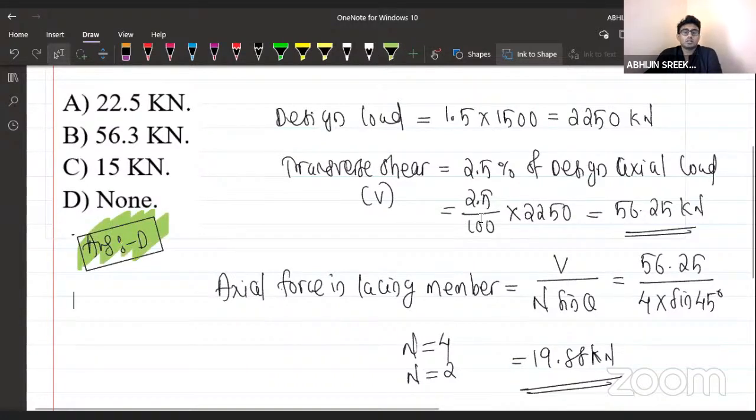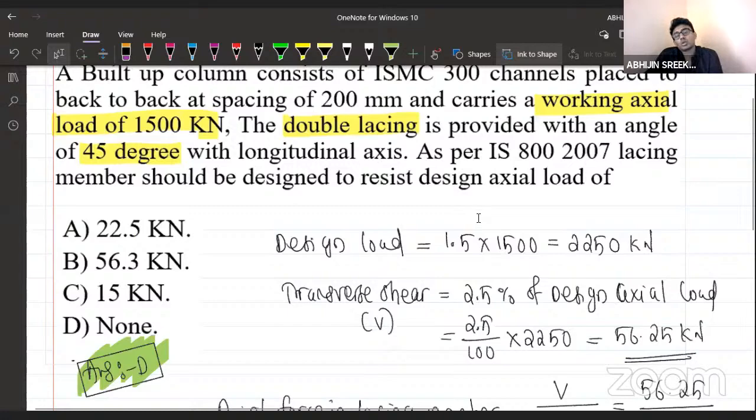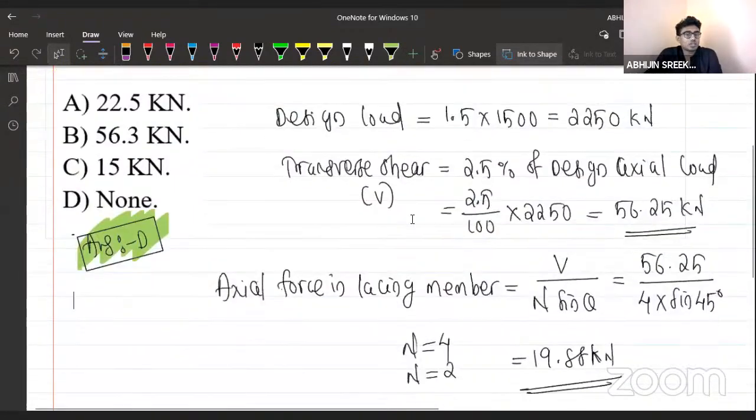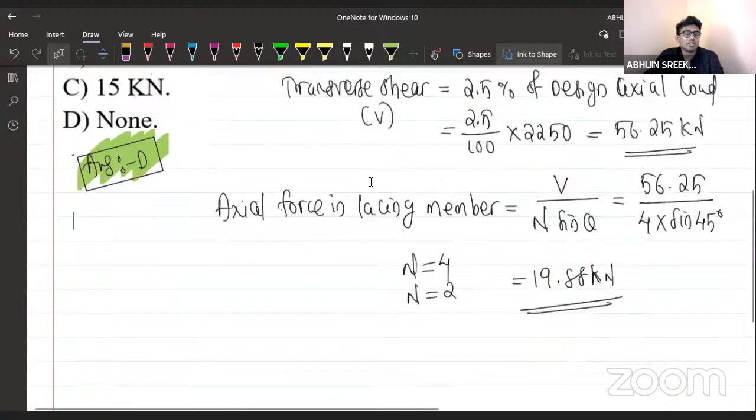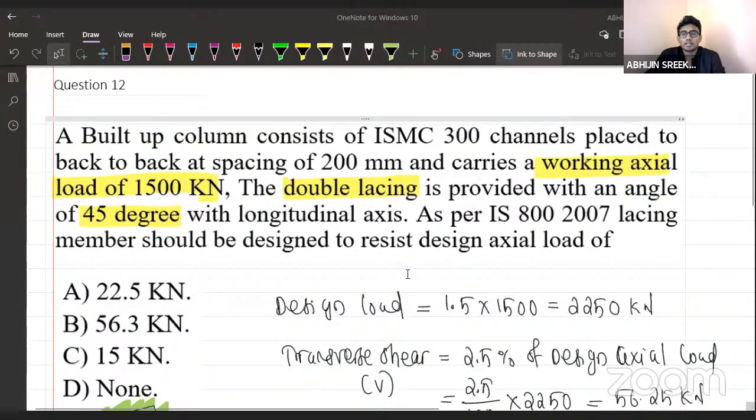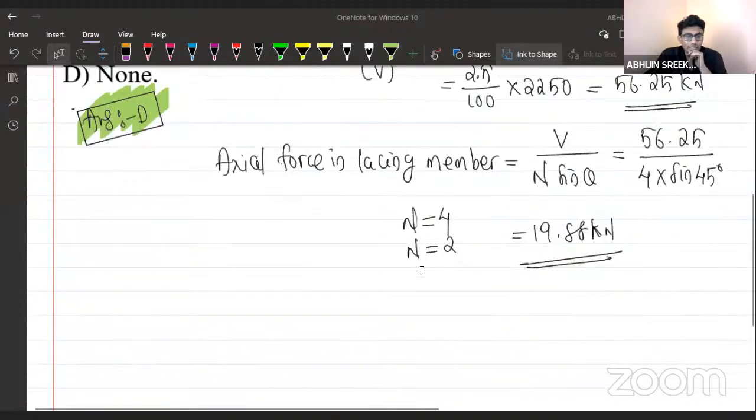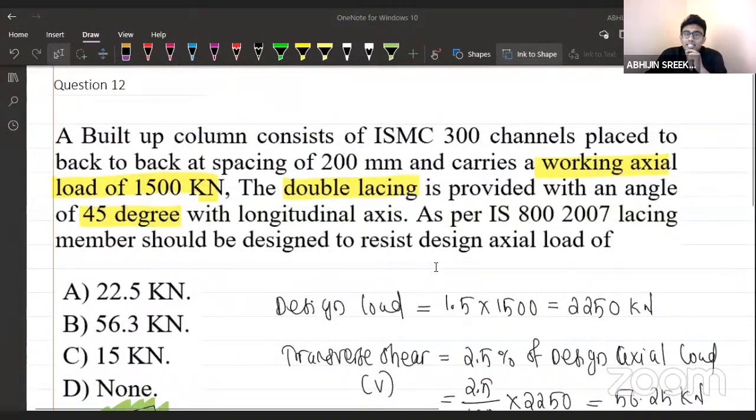Read the question. That's why I told you to read the question. Sometimes they can ask you the transverse shear. There was a question, and many IES questions are also there. In this question they are asking you to calculate the axial force in the lacing bar, which is equal to V divided by N sin theta, where the theta value is 45 degrees. Got it? That's the end of the solution. This question is from lacing systems, or built-up columns. Similarly, we can get questions from the batten system also. It is also very important.